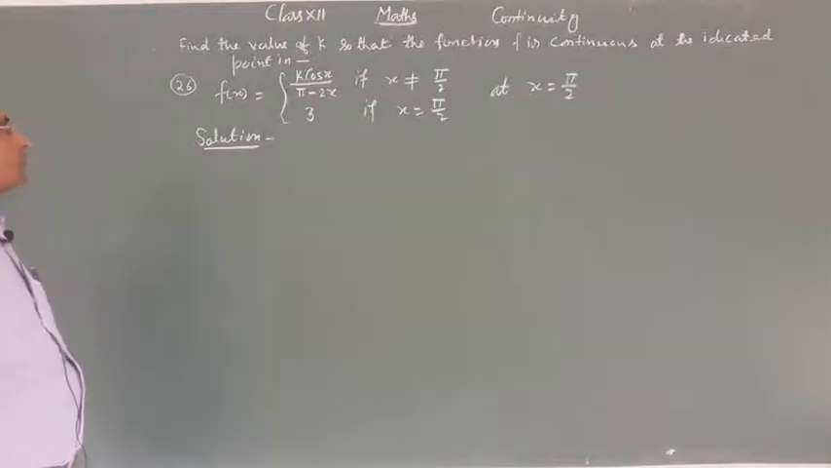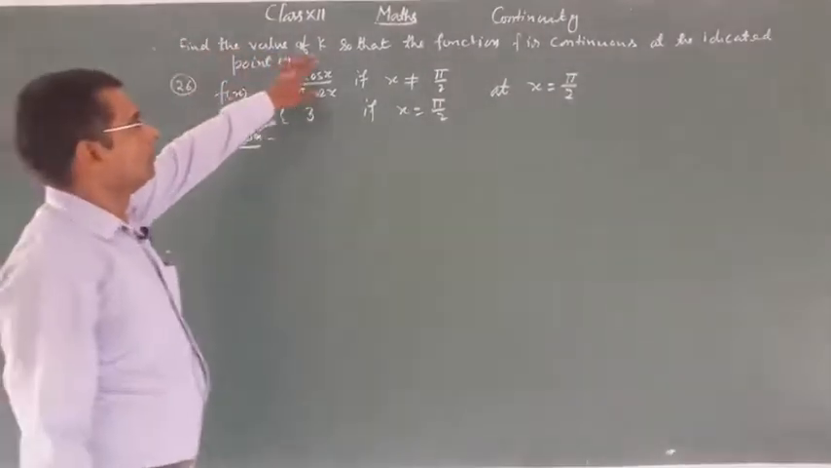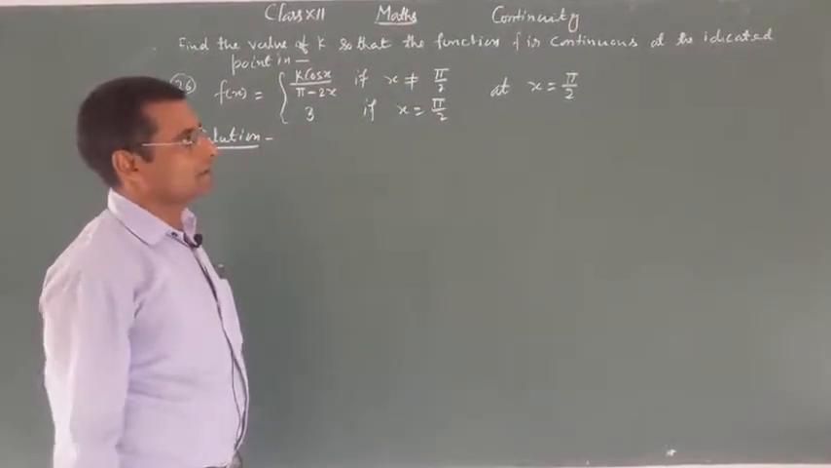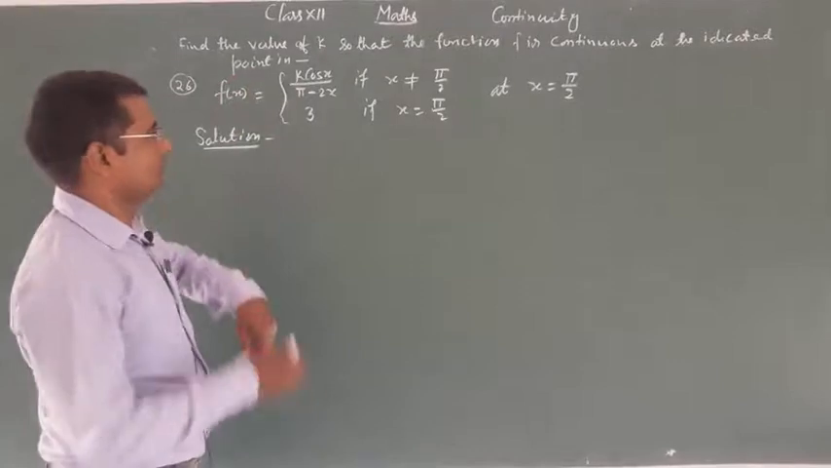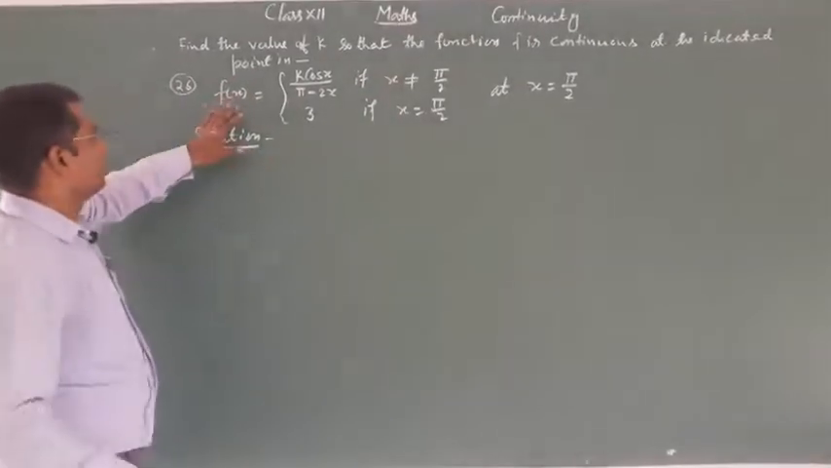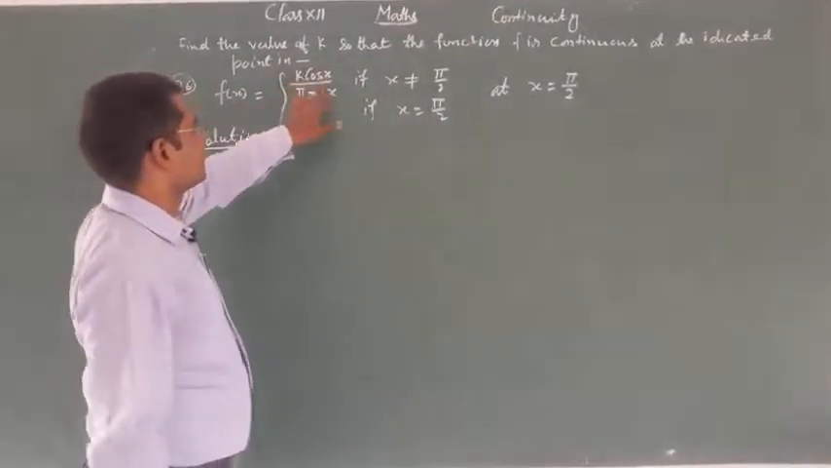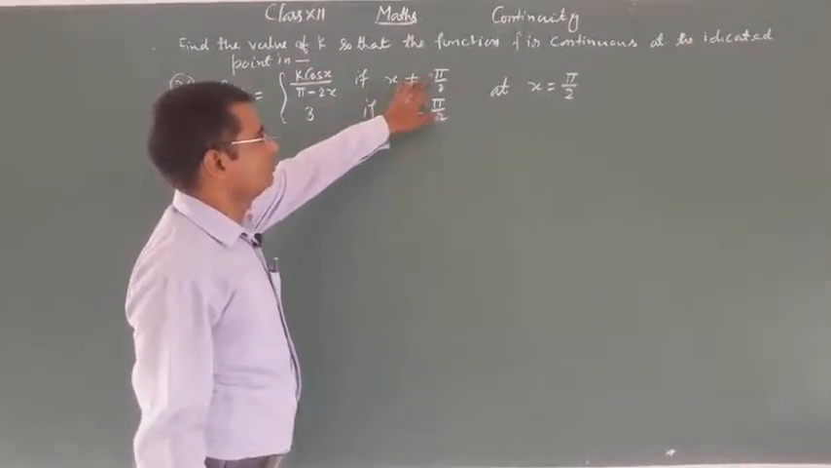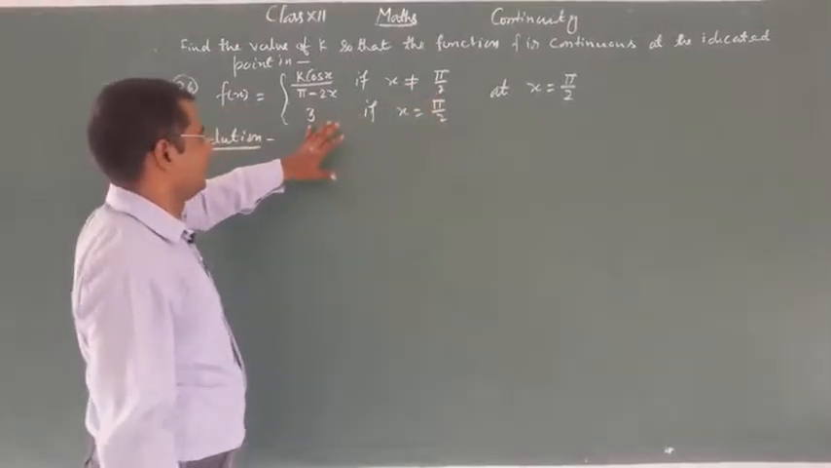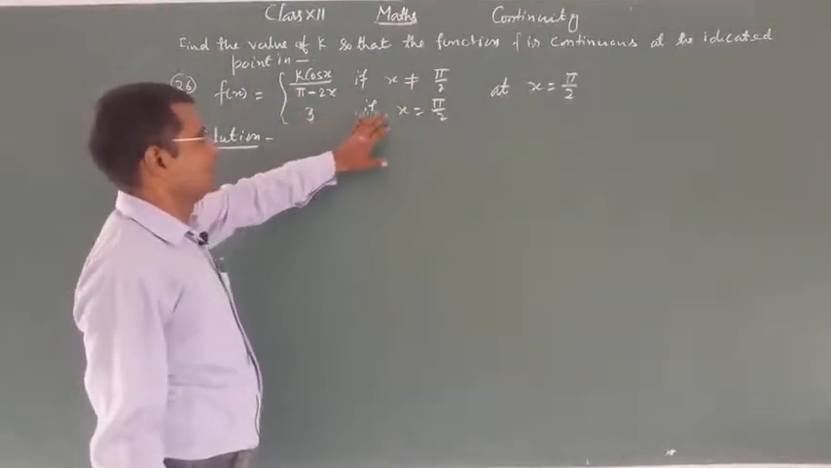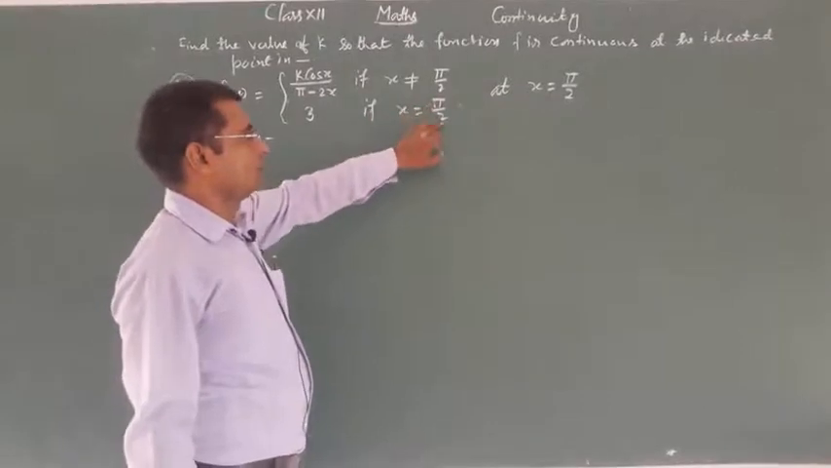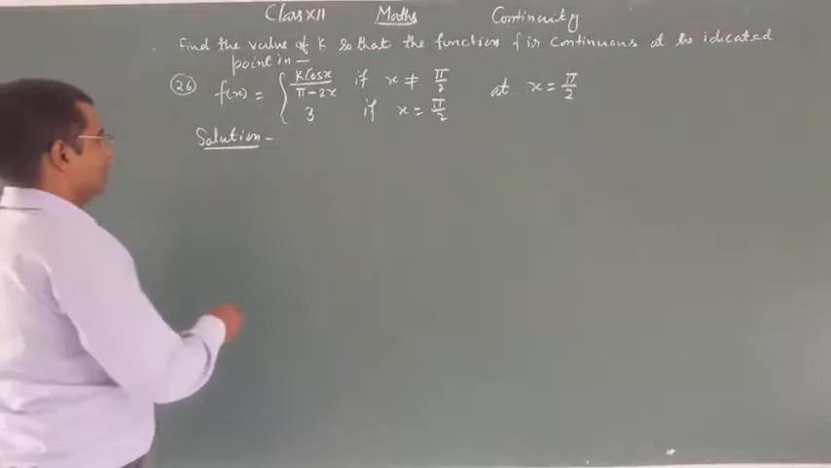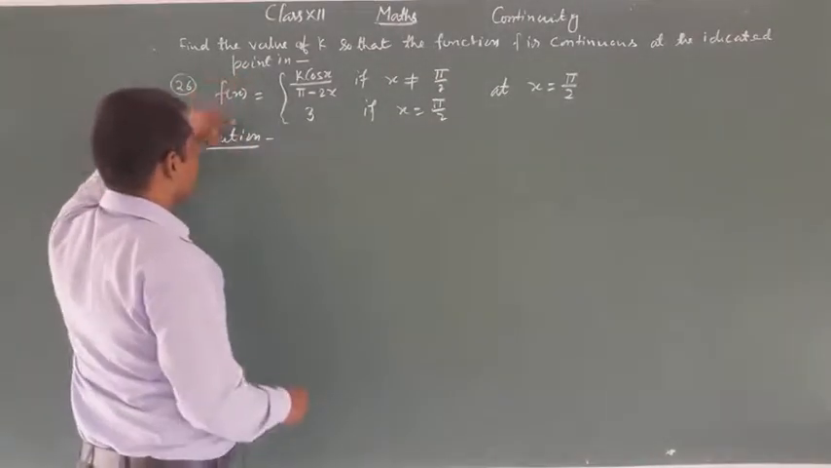Question number 26. Find the value of k so that the function f is continuous at the indicated point. f(x) is equal to k cos x upon pi minus 2x if x is not equal to pi by 2, and f(x) is equal to 3 if x is equal to pi by 2, at x is equal to pi by 2. So now the solution of this function.